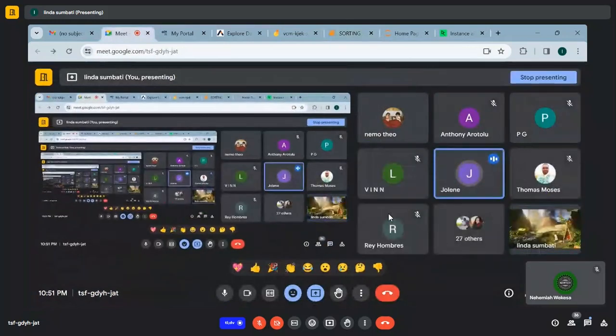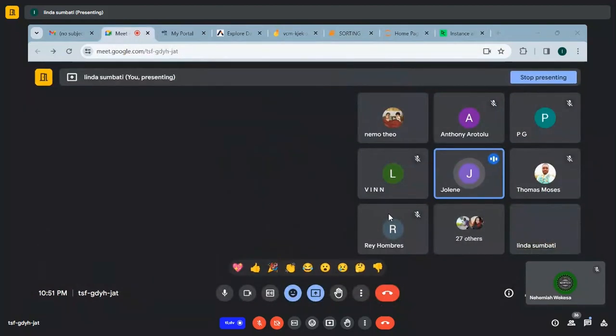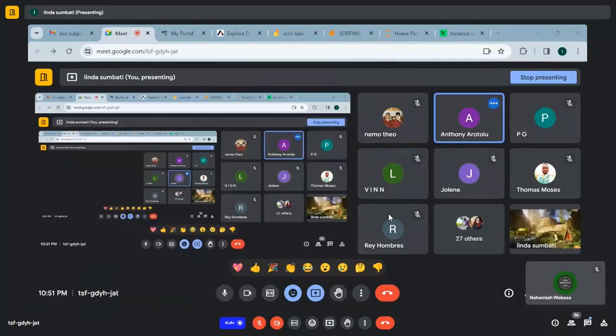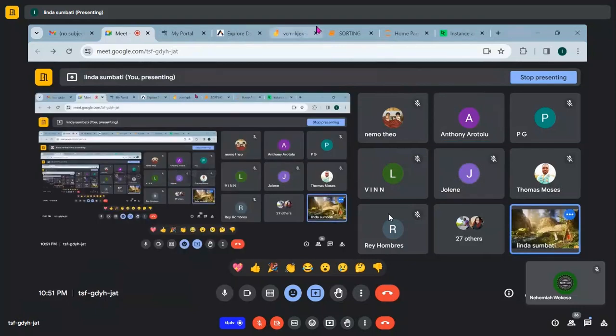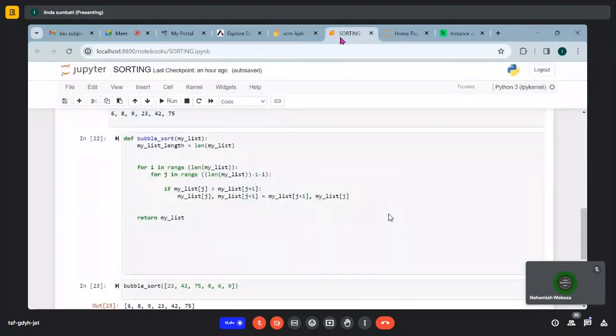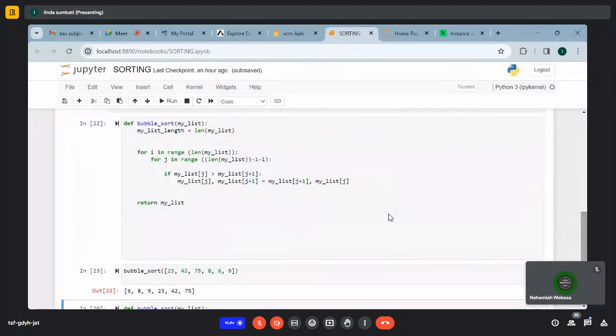I'm still confused. Somebody please explain the J, only the J. It will make sense for me. Please, Anthony, can you explain for her what the J loop is doing? Come again, I didn't hear you. I'm saying, can you explain to her what the J loop is doing? Okay, let's go to the code.